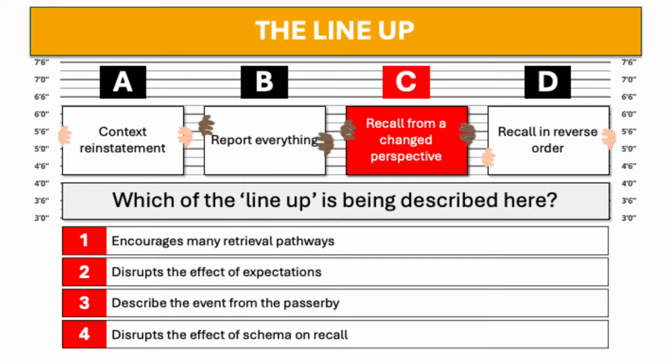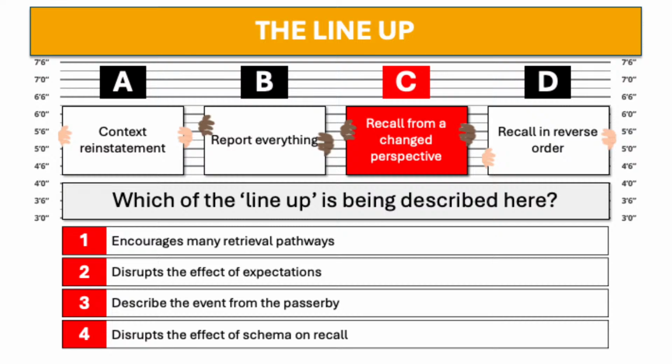If we look at the last one, disrupts the effect of schema on recall, you could argue, I've seen a few people change to A, that is why we do context reinstatement as well. Tell me everything about the context, essentially. Tell me what the weather was like, whether you were hungry that morning, because that stops your schema and your sort of package of information that you expect to see. But what you've really got to do here is read each element. And number 3, I think, for most of you was the biggest hint.